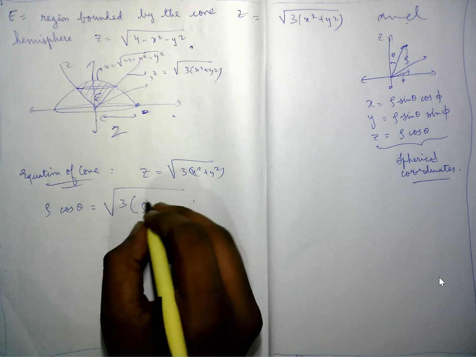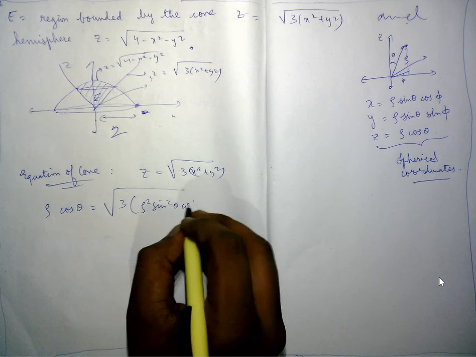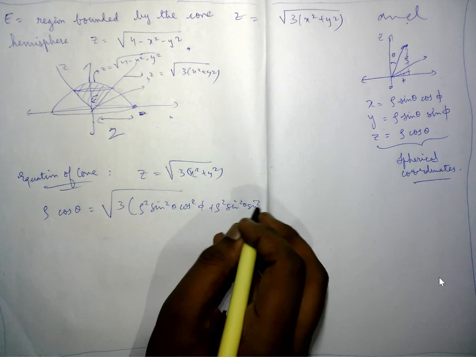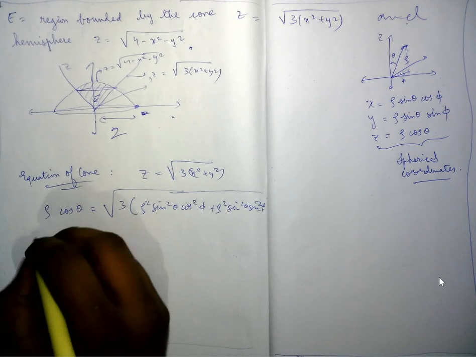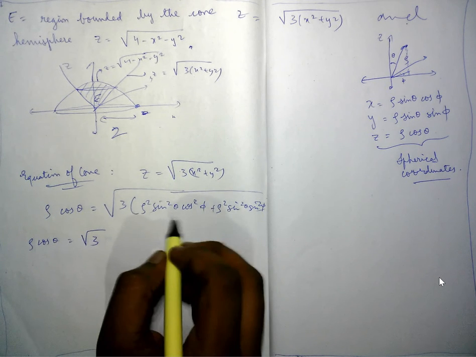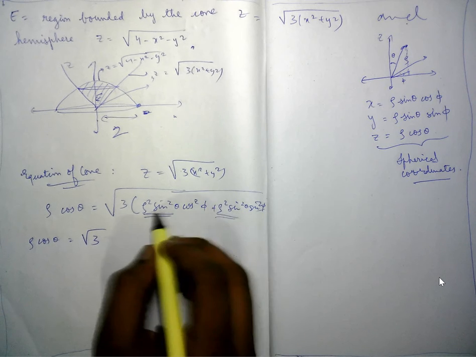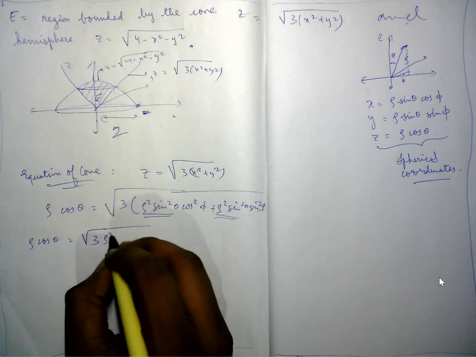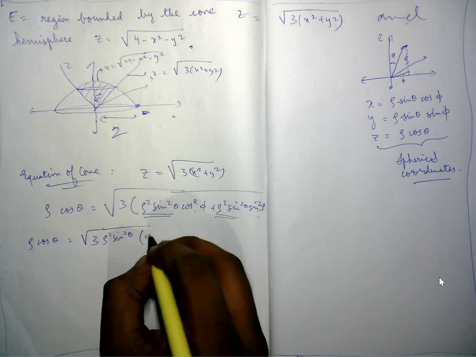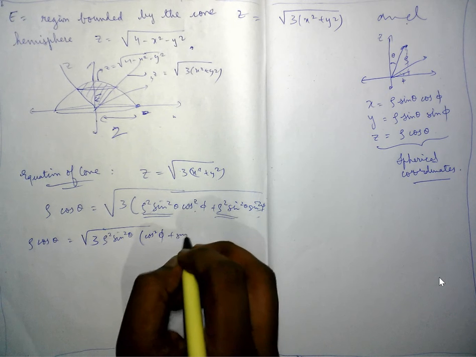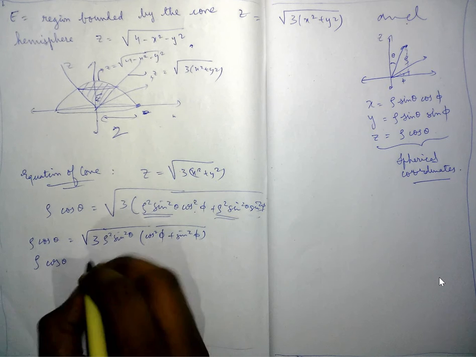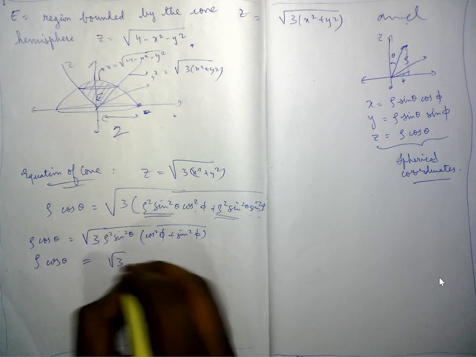So this is rho square sin square theta cos square phi plus rho square sin square theta sin square phi. If you take rho square sin square theta common out of this, you get rho square sin square theta, and inside you have cos square phi plus sin square phi. So cos square phi plus sin square phi is equal to 1, which is a common identity. So we get that rho cos theta is equal to root 3 rho sin theta.